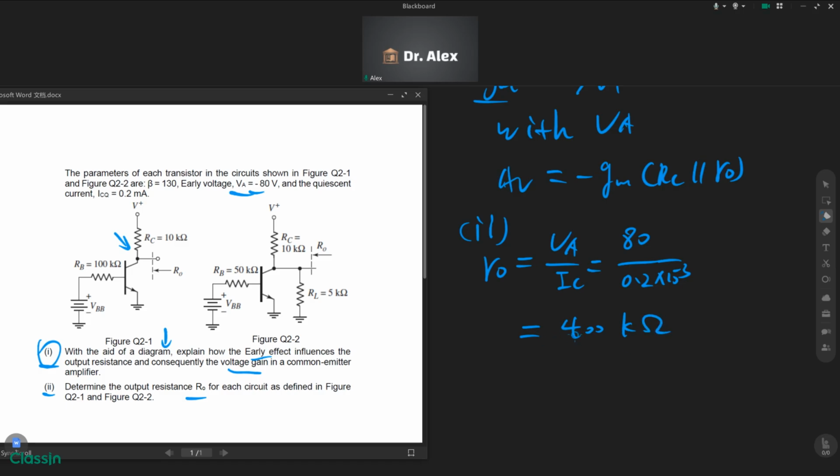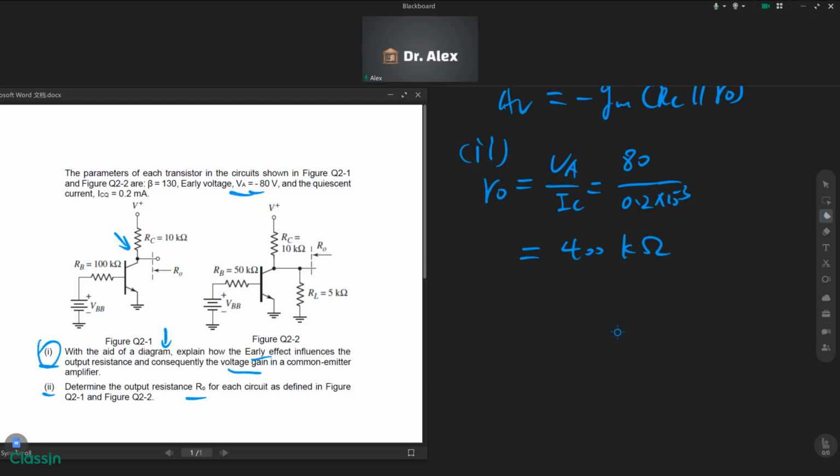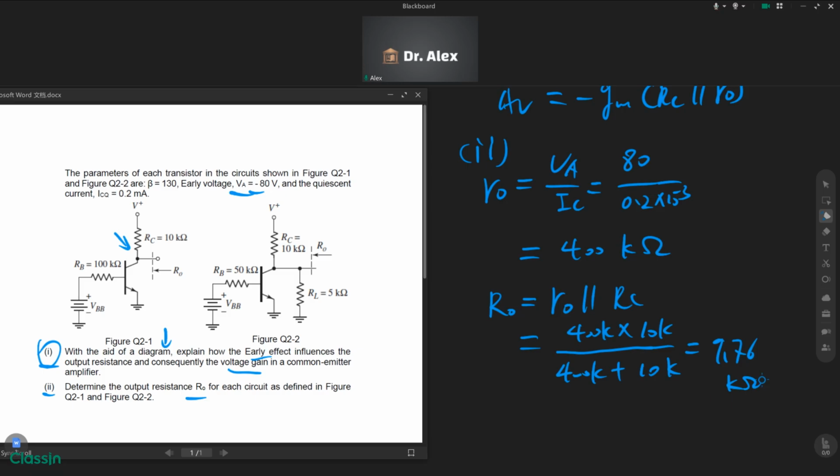The following is quite straightforward. The total output resistance is RO in parallel with RC, which is 400K times 10K divided by 400K plus 10K. So the answer is 9.76 kilo ohm.